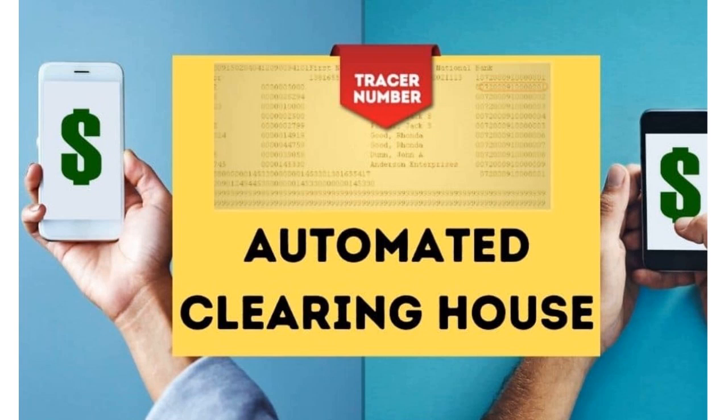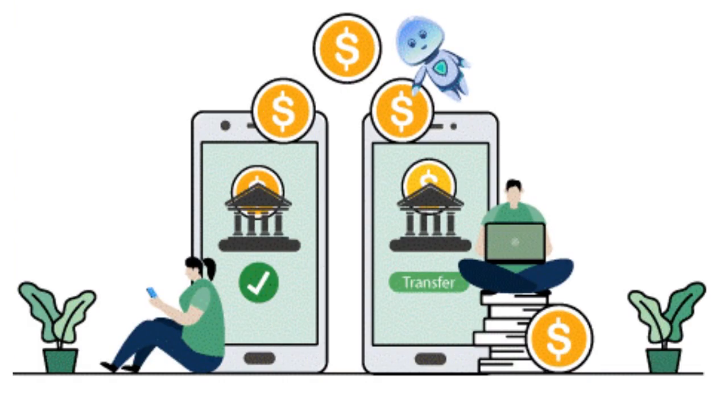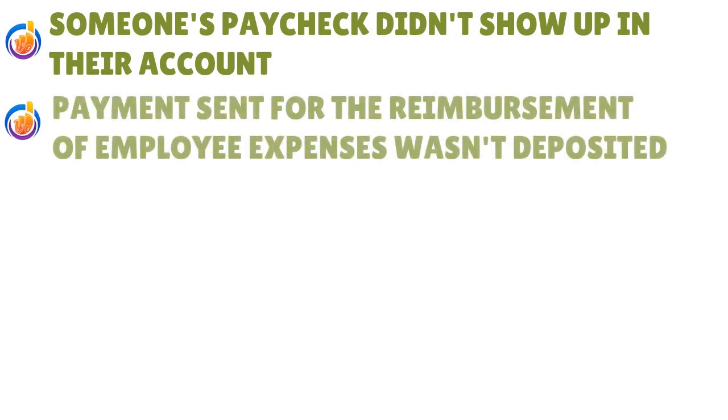Or when you are getting impatient and don't really remember exactly when the package or the money should arrive in the first place. So, assuming you waited the 3 days for the ACH transaction to clear, you might need to check on the money if a couple of things happen. Someone's paycheck didn't show up in their account, for instance, and in this case, you are the originating organization, or a payment sent for the reimbursement of employee expenses was not deposited. That's also another possible problem here.